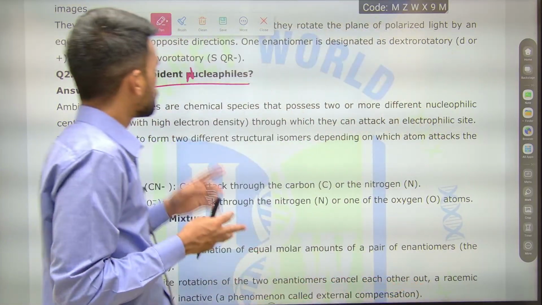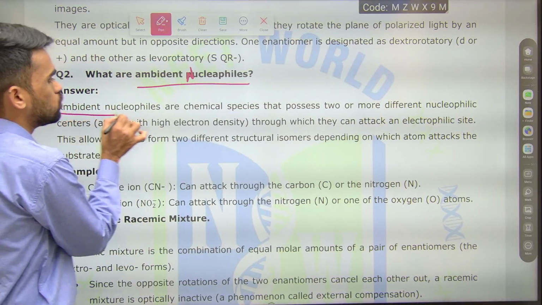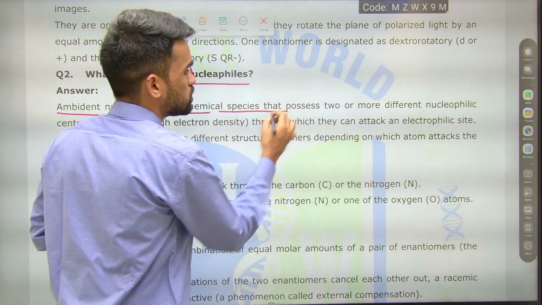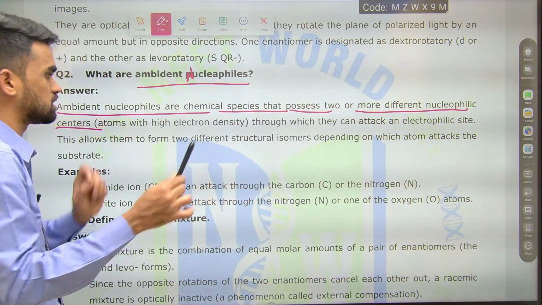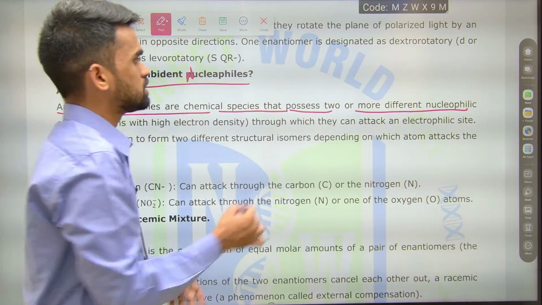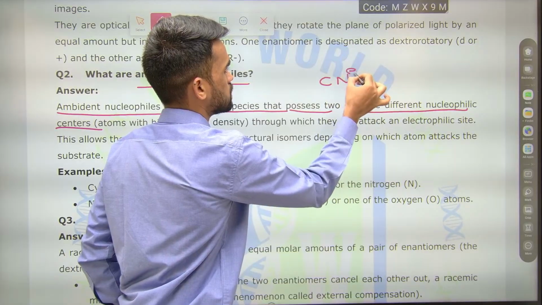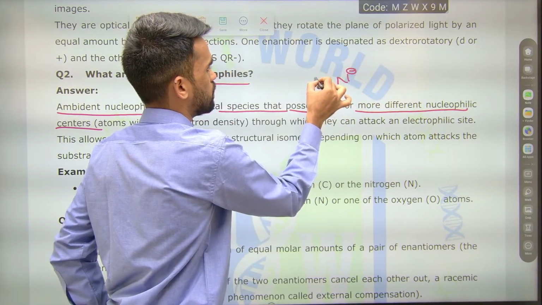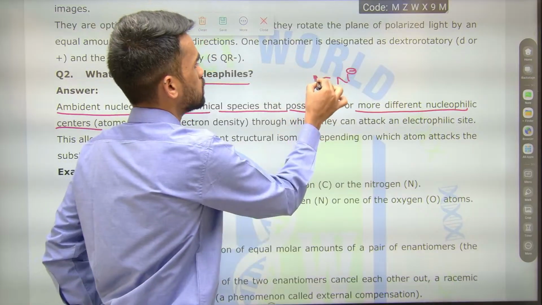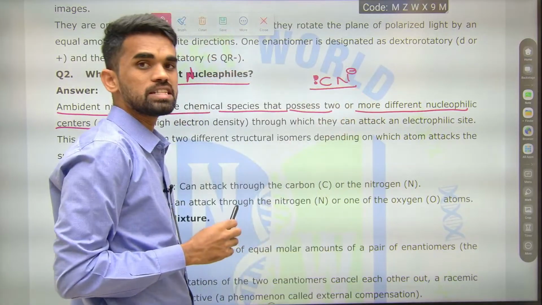The next question says, what are ambident nucleophiles? See, ambident nucleophiles are chemical species that possess two or more different nucleophilic centers. Here I am writing one best example, cyanide, CN minus. On nitrogen we have a negative charge, on carbon also we have a lone pair of electrons. So now it is an electron rich species. I can say it is a nucleophile.